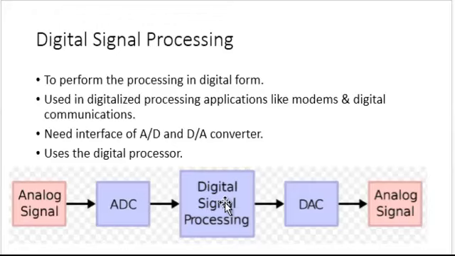Similarly, once you have the output as digital from this digital signal processing, in order to give that signal to the other side, the analog signal component, the signal again should be converted back into analog form. So we need another converter, that is digital to analog converter. Basically, this digital signal processing needs one digital processor and one A-to-D converter and one D-to-A converter in order to process the signal in digital signal processing.